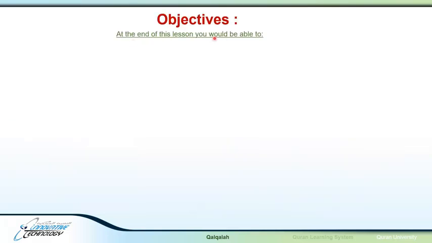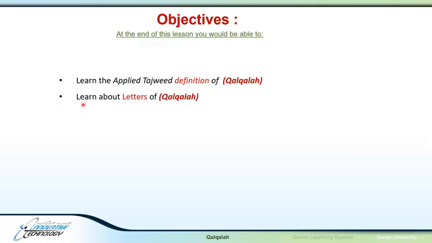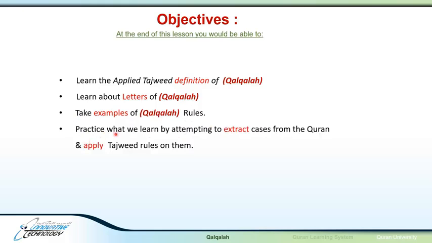By the end of this lesson, you'll be able to learn the applied Tajweed definition of Qalqalah, learn about the letters of Qalqalah, take examples of Qalqalah rules, and practice what we've learned by attempting to extract cases of Qalqalah from the Quran and apply Tajweed rules on them.